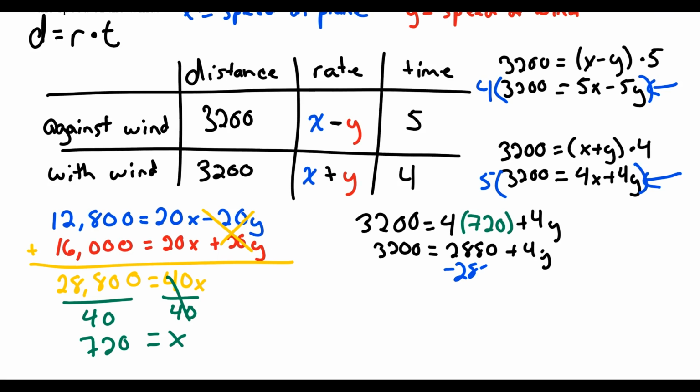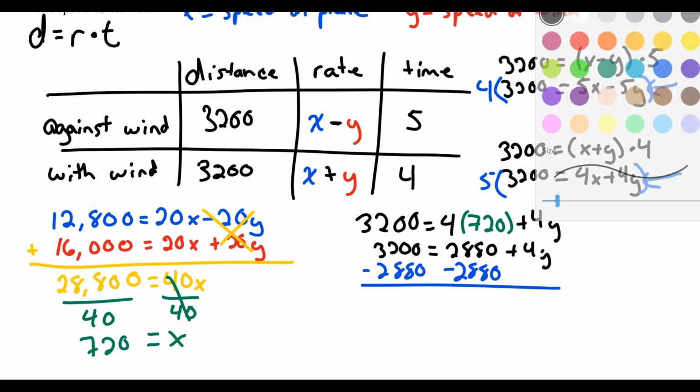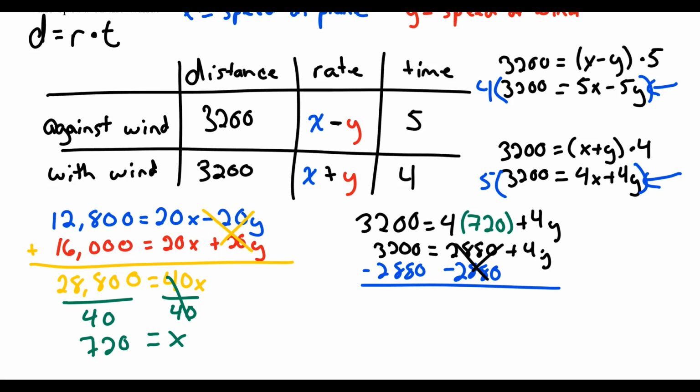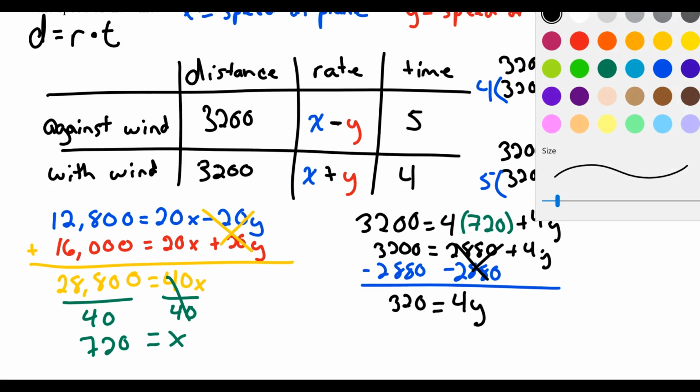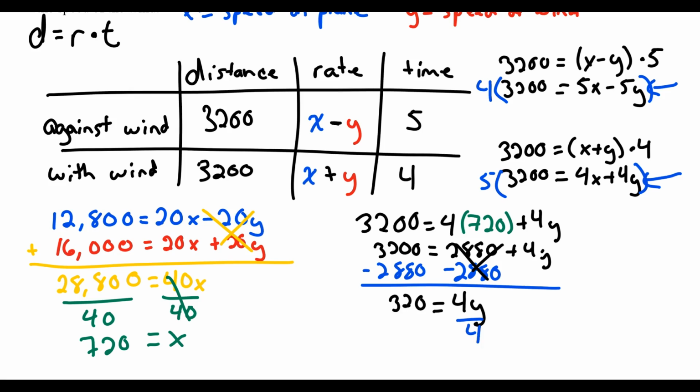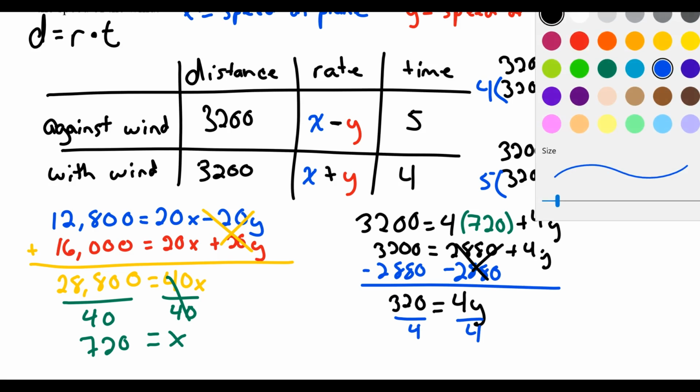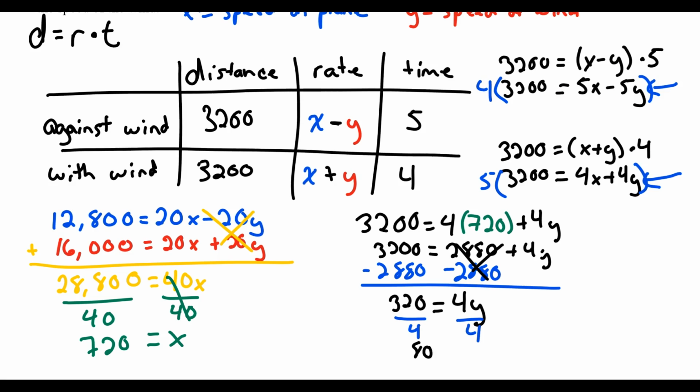Subtract 2,880 from both sides, and it's going to give me, on this side, those are going to cancel out, giving me 4y, and then I have 320 over here. I'm going to divide both sides by 4, and it's going to give me that y is equal to 80.